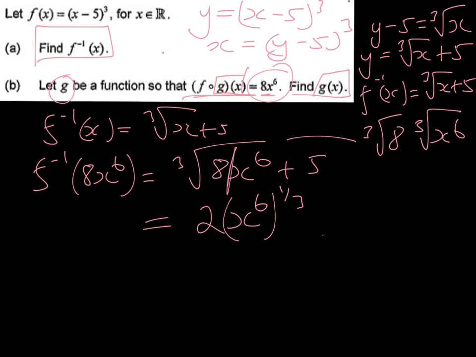This I'm just simplifying, (x to the power 6) all to the power a third, plus 5. And then if we have x to the 6, and that is itself to an exponent, we just multiply these out such that I am left with 2x squared plus 5.